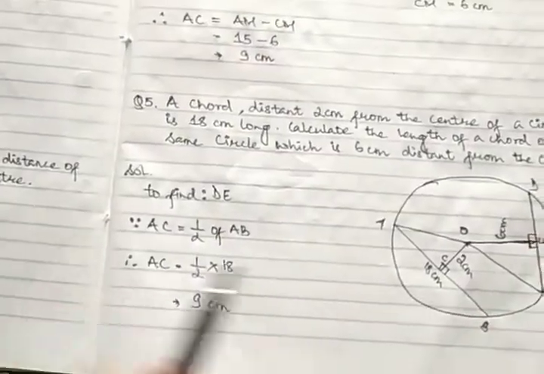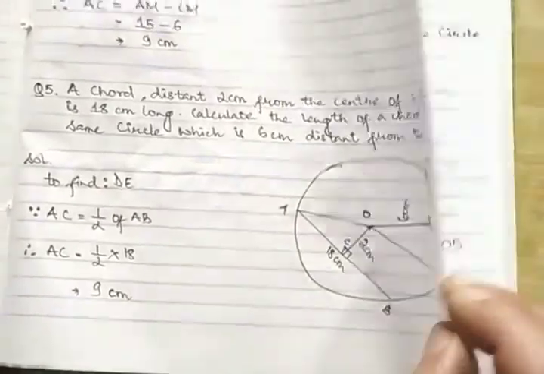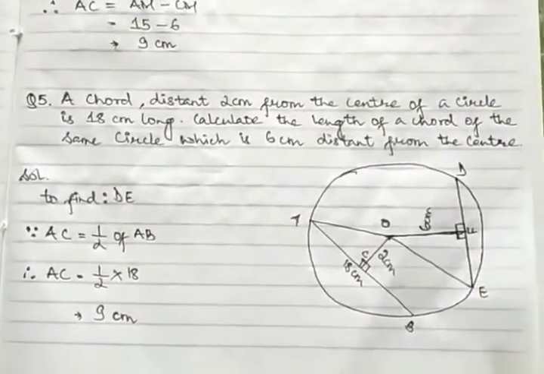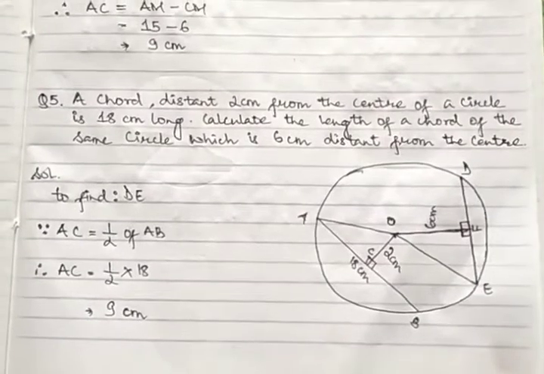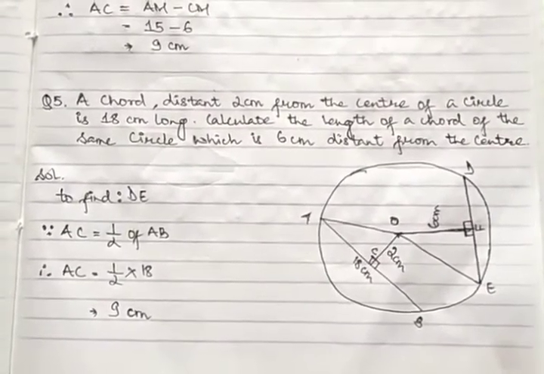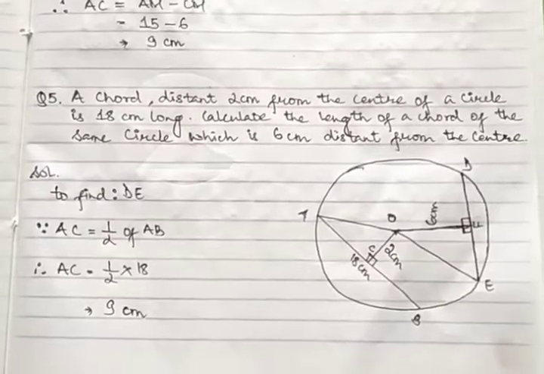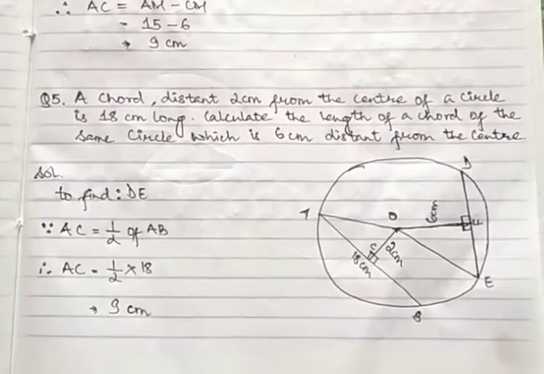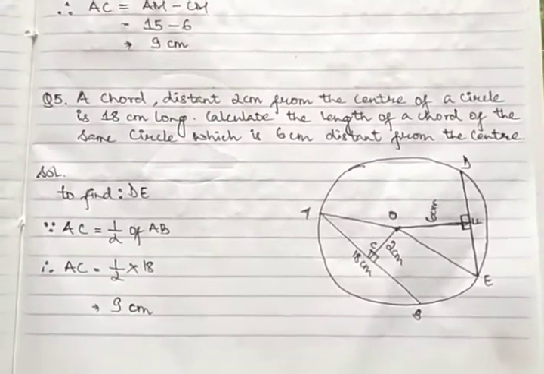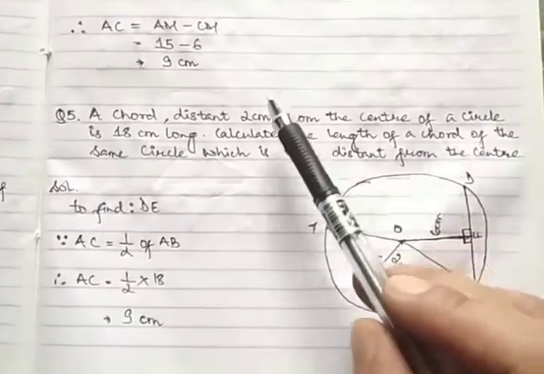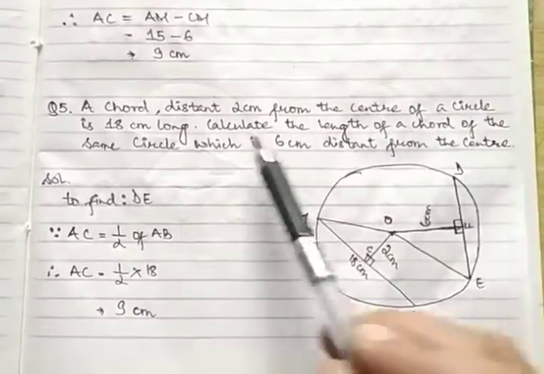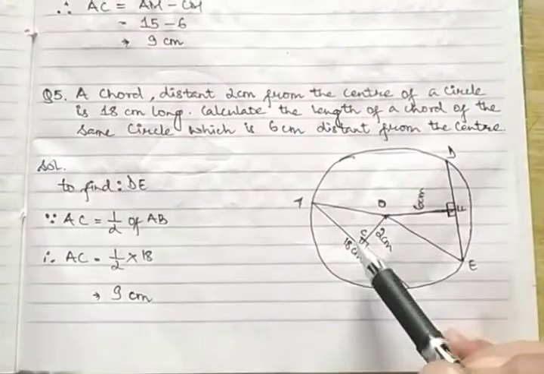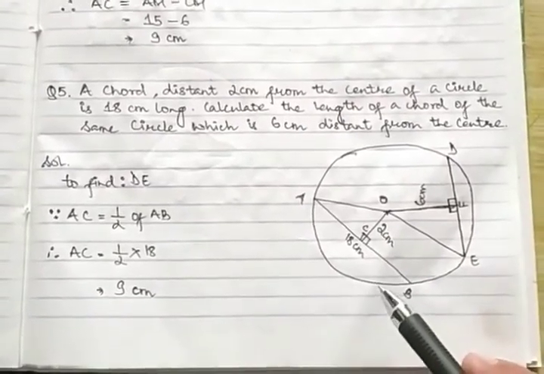Okay, now for this one, question number 5. What we have here is a chord 2 centimeter from the center of a circle that is 18 centimeter long. Calculate the length of the chord of the same circle with 6 centimeter distance from the center. Here we have two chords on the same circle, and the distance from the center is given for each. First of all I have drawn the chord which is 2 centimeter distance from the center, and it is 18 centimeter long. The length was also given, isn't it?